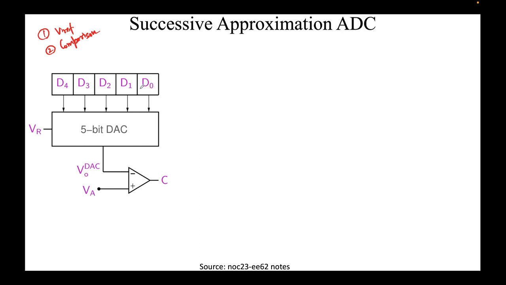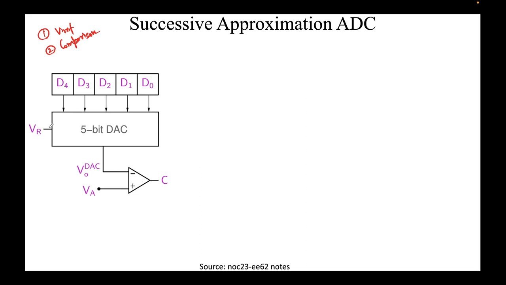So that's a trade-off. Either you can do parallel processing, or you can save space. You cannot do both. In the previous example for flash ADC, we saw parallel processing, so it's faster, but it takes more space. Successive approximation takes less space but is slower. Okay, so we'll see the working principle for this.